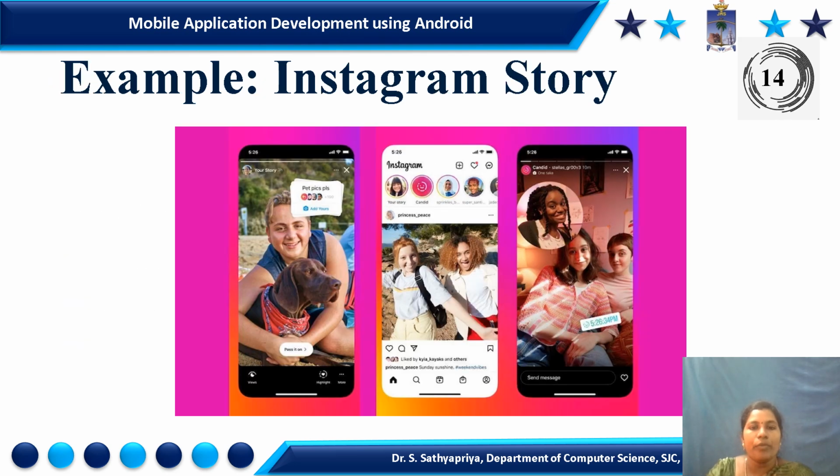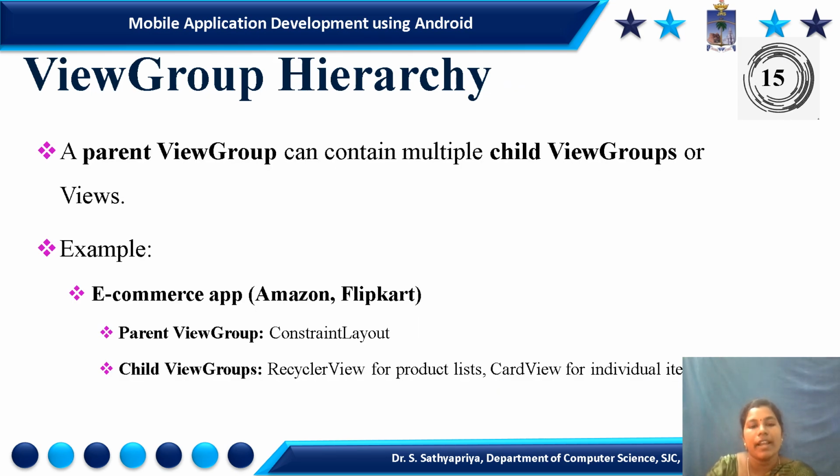Consider an example of Instagram. When a user swipes left or right on a story, the app detects the gesture and moves to the next or previous story seamlessly. So this is an example of user interaction with views. How are view groups organized and maintained in an Android application? Every UI element is arranged within a view group, which helps in structuring and organizing views properly. There are two kinds of view groups: parent view groups and child view groups. Parent view groups can contain multiple child groups or views.